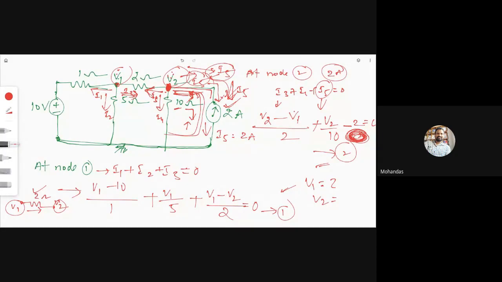46. Present, sir. 47. Present, sir. 48. 48, amma? 48 absent. 49. Present, sir. 50.